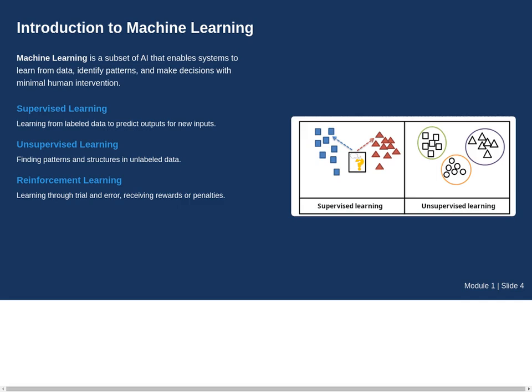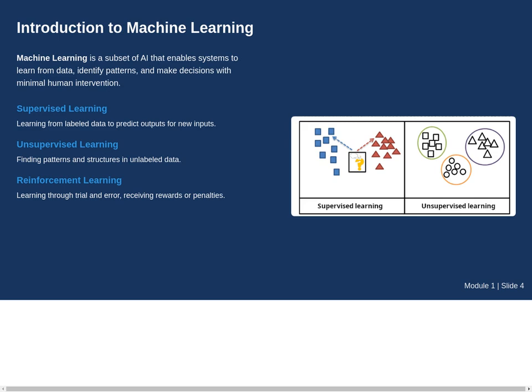Now, let's dive into machine learning, which is a core component of modern AI. Machine learning is essentially the science of getting computers to act without being explicitly programmed. It's about enabling systems to learn from data, identify patterns, and make decisions with minimal human intervention. Machine learning is a subset of AI that enables systems to learn from data, identify patterns, and make decisions with minimal human intervention. There are three main types of machine learning.